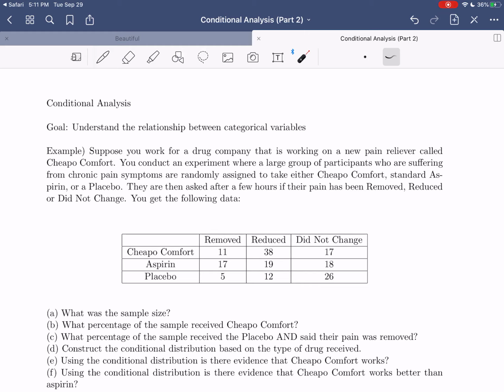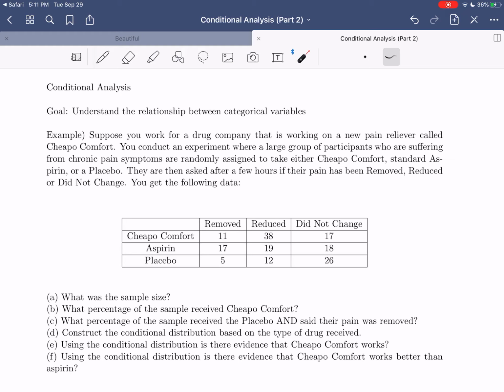So to put all that into context and to see how that helps us understand data that we might get in a study or an experiment, let's go ahead and take a look at an example of this. For this example, we're going to suppose that you work for a drug or pharmaceutical company that is working on a new pain reliever called Cheapo Comfort. You conduct an experiment where a large group of participants who are suffering from chronic pain symptoms are randomly assigned to take either Cheapo Comfort, which is your drug, standard aspirin, or a placebo.